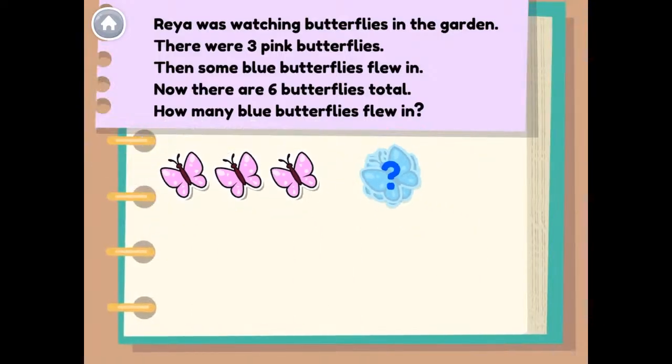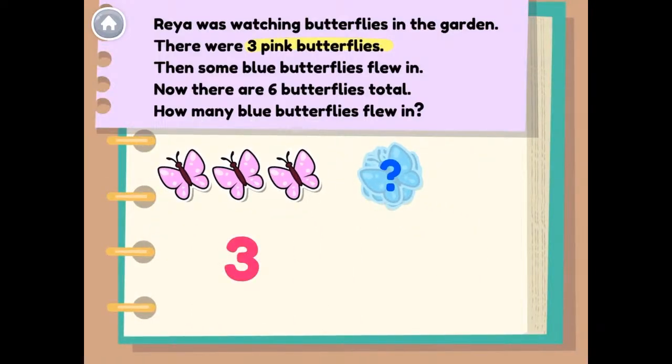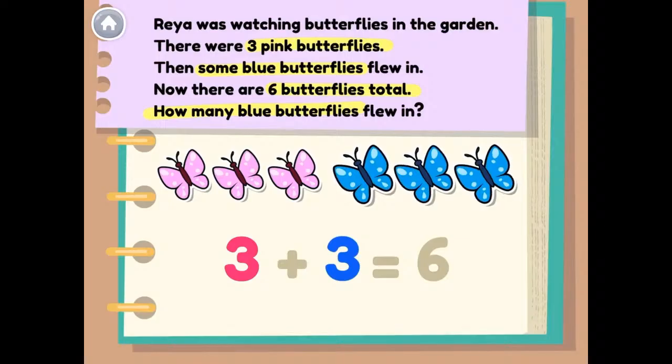Let's find the important details. We start with 3 pink butterflies. Then some blue butterflies fly in. But we don't know how many. And now there are 6 butterflies total. How many blue butterflies are there? Now that we have all the important pieces, let's solve the mystery. 3 plus what equals 6? 3 plus 3 equals 6. There were 3 pink butterflies, and now we know that there were 3 blue butterflies too.